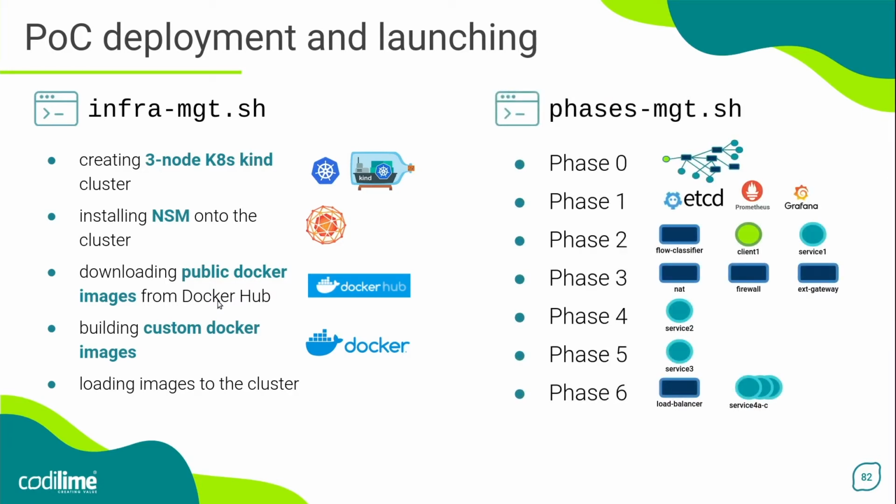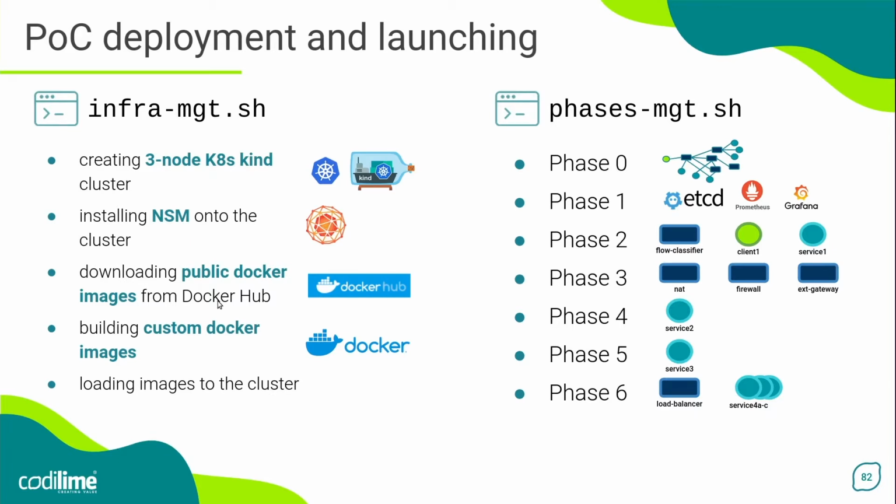The phases mgt.sh script in turn is a helper tool facilitating the phases management. This includes creating appropriate pods, configuring them, and testing how they behave. There are 7 phases in which we'll add components into the setup, and the order matters. So phase 0 is about creating the network service. Phase 1 is for deploying what we call FCAPs. This is etcd for configuration management, Prometheus for monitoring, and Grafana for data visualization.